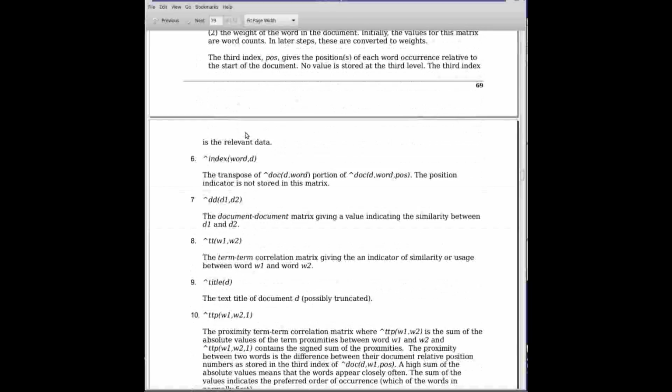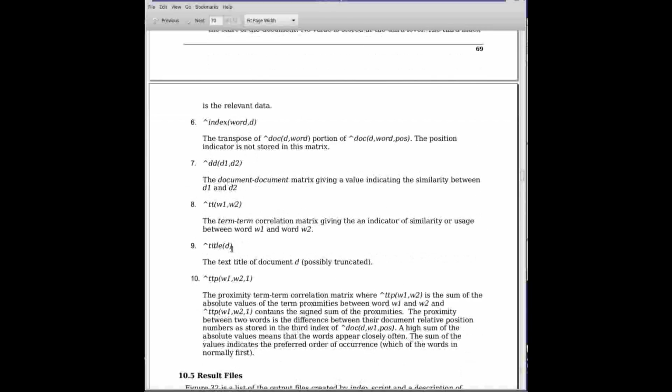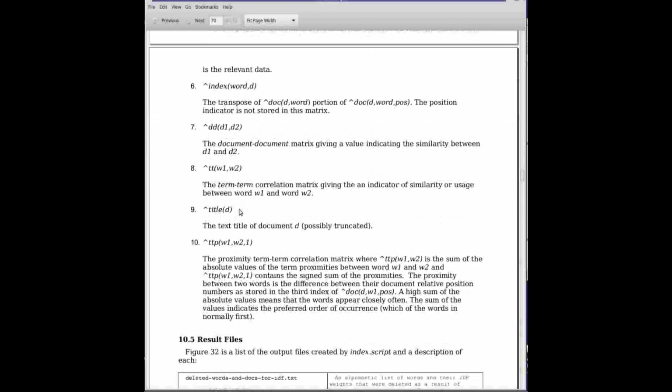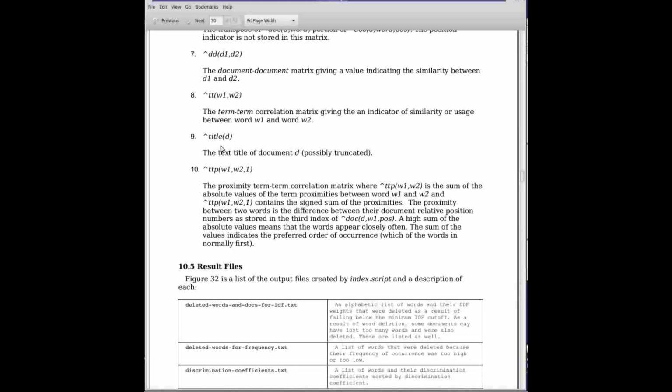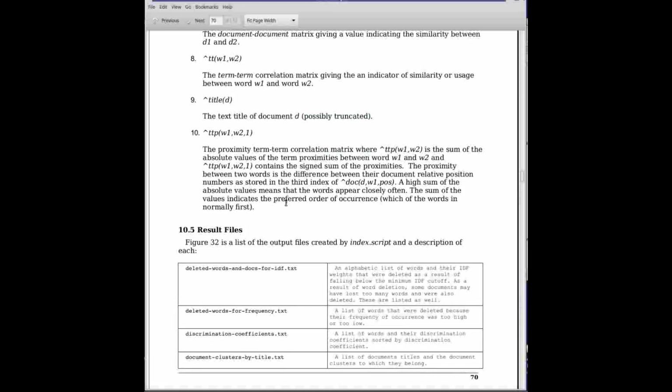So I don't really need the title. I could go back in when I do retrieval. I could go back in to the original file and extract the title, but it is quicker and easier if I have a separate vector of titles. So it's document number, and they are possibly truncated. They don't keep the entire title. We don't want a lot of runoff and so forth.